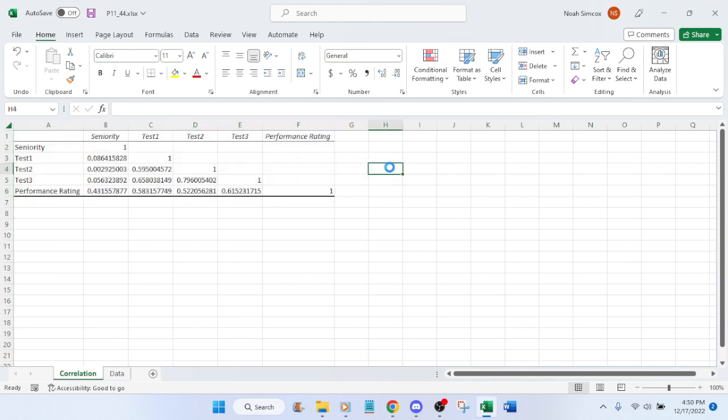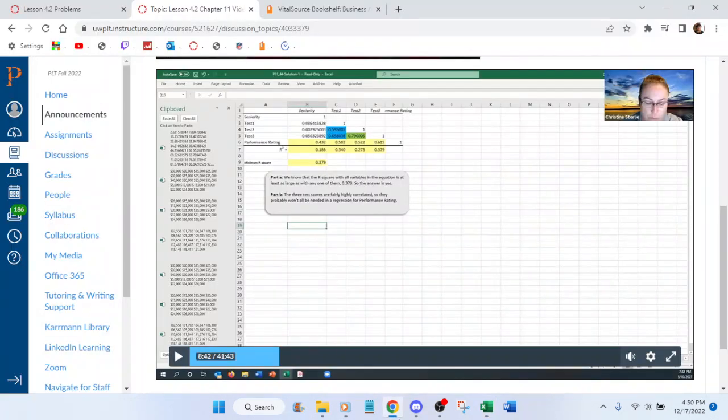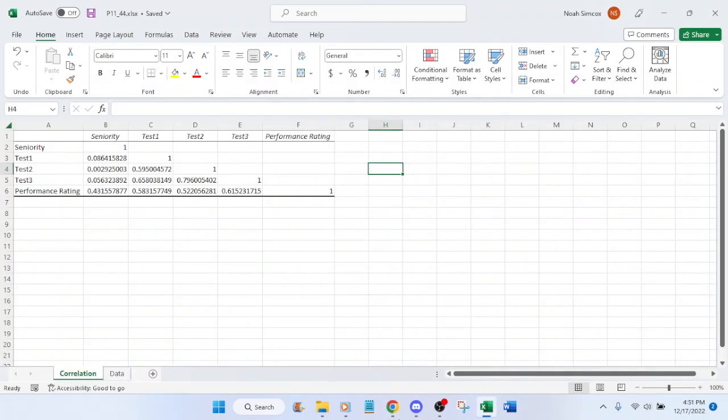Let's see if we got the right numbers. And we got 0.08, 0.00, 0.05, 0.43.